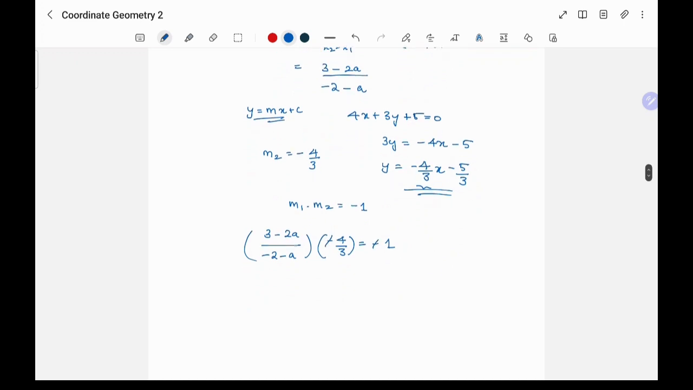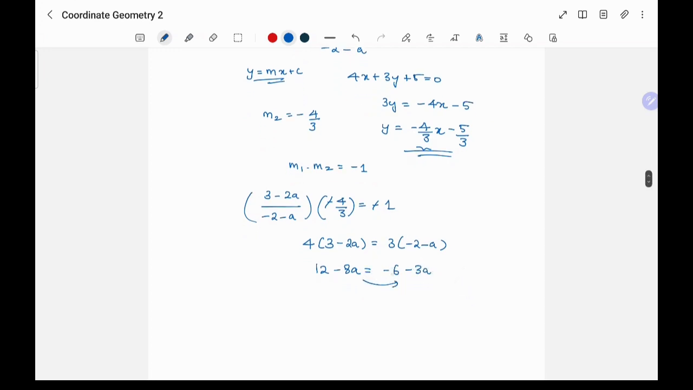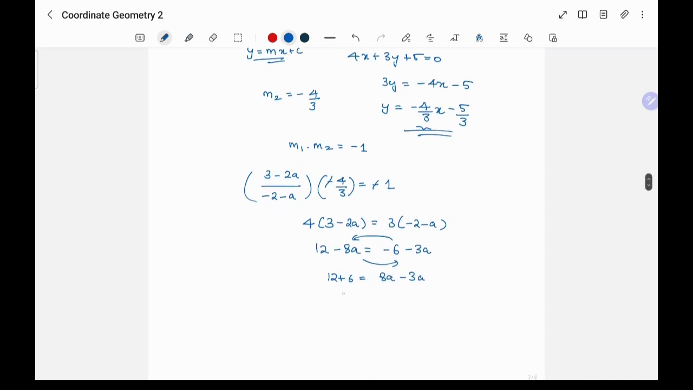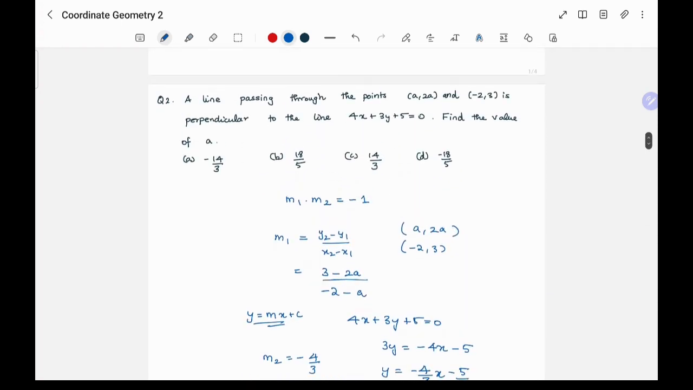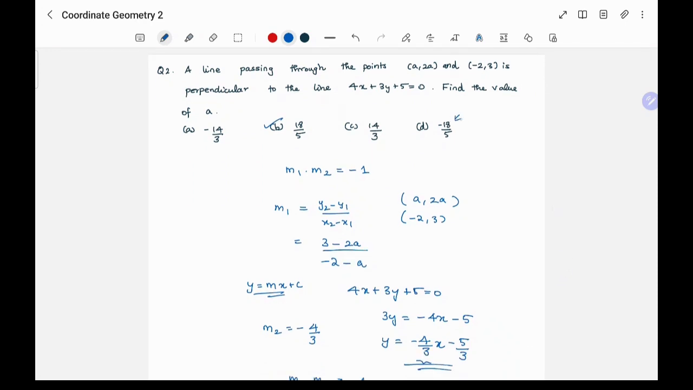Negative signs we can cancel. Then you can just take the denominator to the other side. So 4 into 3 minus 2a is equal to 3 into minus 2 minus a. So 12 minus 8a is equal to minus 6 minus 3a. So I can take this side and bring this side. 12 plus 6 is equal to 8a minus 3a. 18 is equal to 5a. So a is equal to 18 by 5. So option B is the right answer, 18 by 5. We also have minus 18 by 5, so this is not the answer. Only 18 by 5 is the answer.